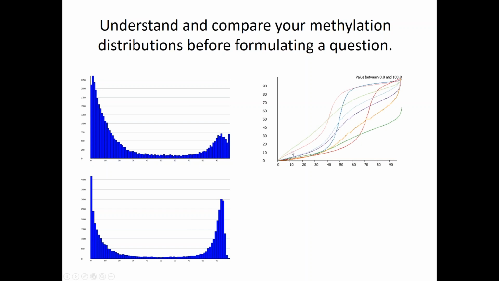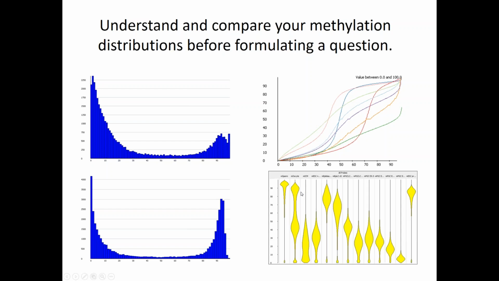This is another way of looking at the data: the methylation percentage on the y-axis against the percentile through the data, so just ordering your data from low to high. In some cases you see a very sigmoidal curve, where you get a lot of low and a lot of high and not much in between. But other samples show a much more gradual move between low and high. So it's a fundamental shift in the distribution.